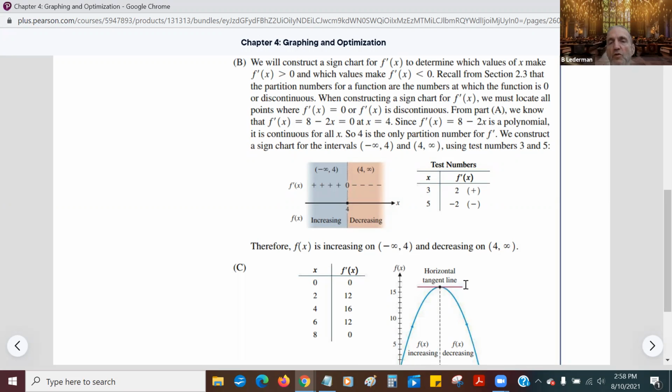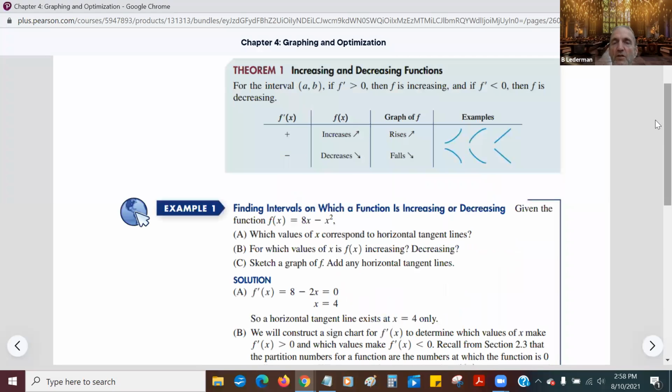I could just plug that in, but where? Am I plugging it into the derivative function or the original function? The answer is I'm plugging it into the original function. I want to see the coordinates of that point, which is the top of the graph. And the original function was 8x minus x squared.